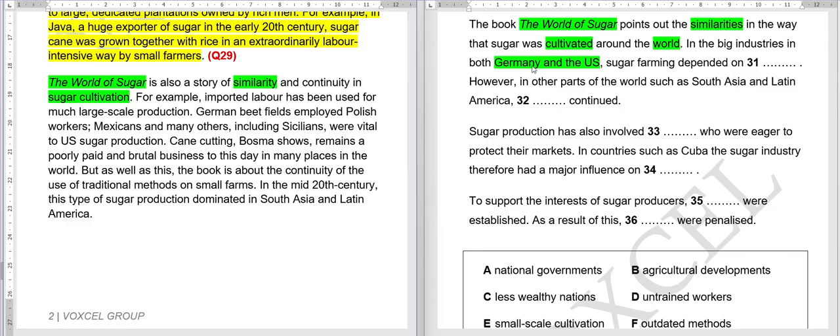Okay, now we are talking about both Germany, here, let me just mark it, Germany and US. So they're saying that in big industries in both Germany and the US, sugar farming depended on something.